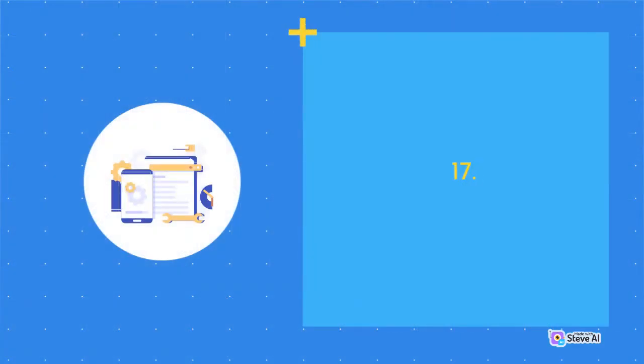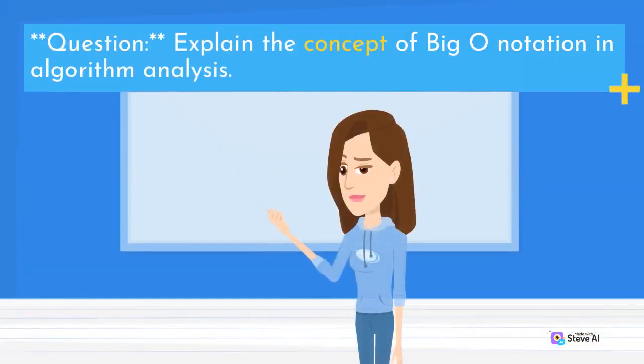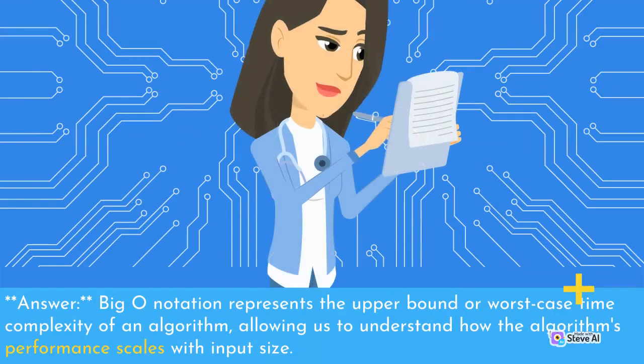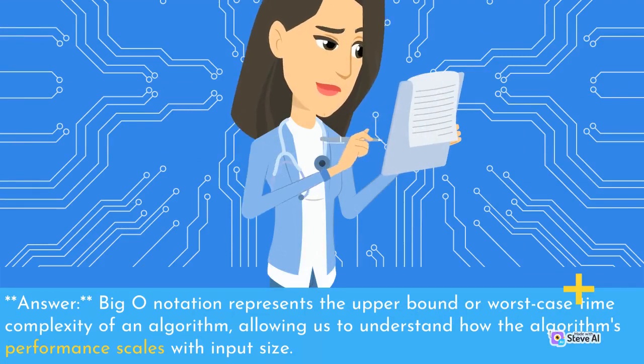17. Question: Explain the concept of big O notation in algorithm analysis. Answer: Big O notation represents the upper bound or worst-case time complexity of an algorithm, allowing us to understand how the algorithm's performance scales with input size.